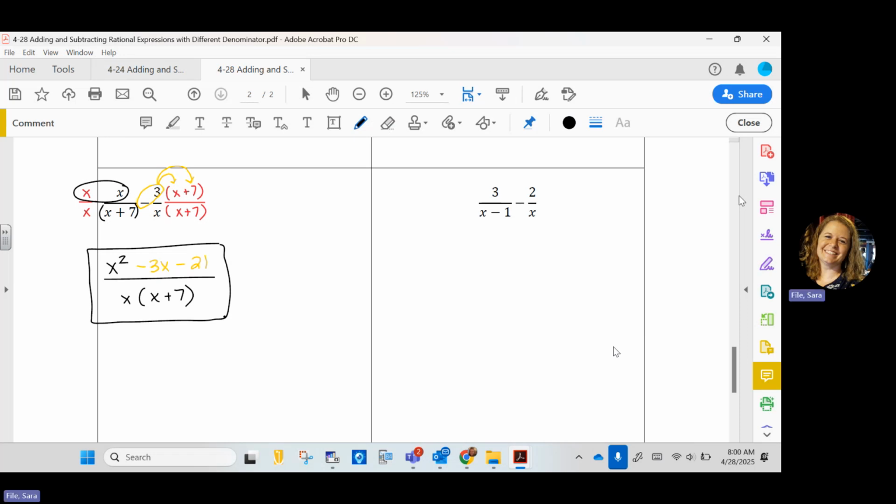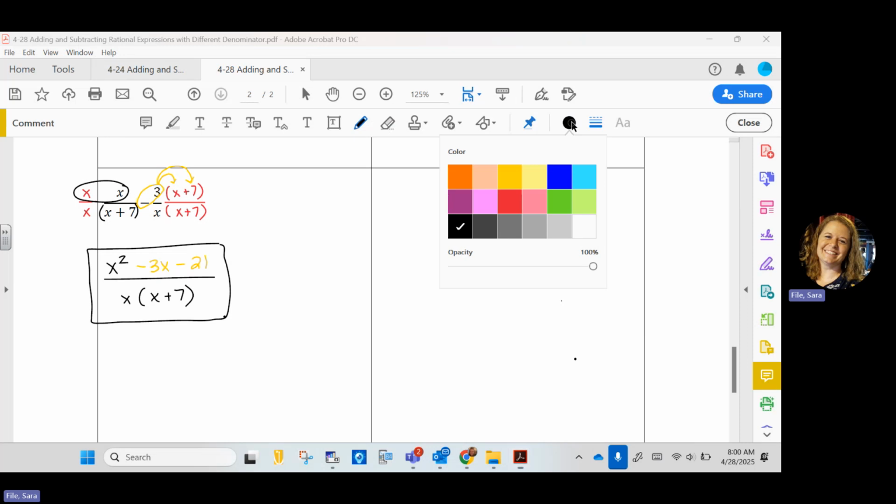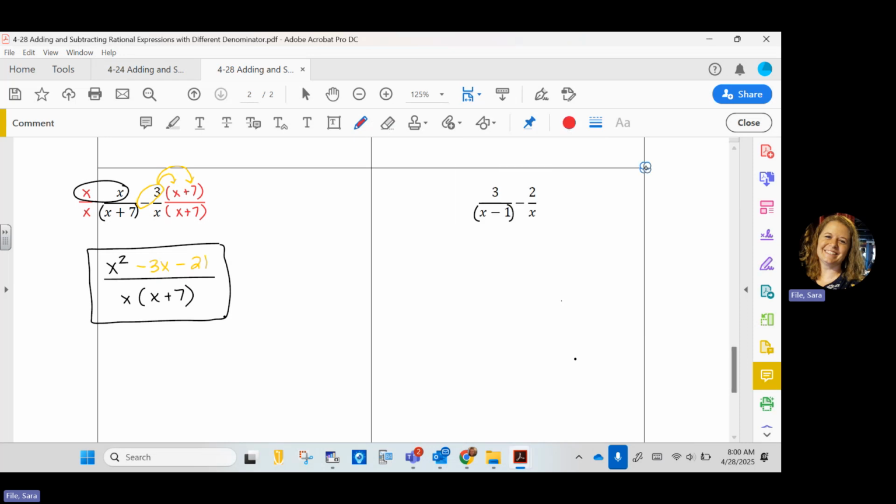All right, in this last one, we're going to do the same thing. I'm going to put parentheses around my expressions, and then I'm going to do my multiplying to get a common denominator. So this side's going to be multiplied by x, because that's the denominator of the other side. And this one's going to be multiplied by x minus 1.